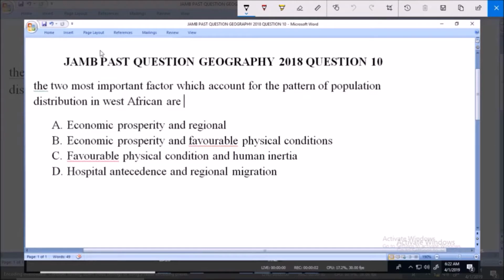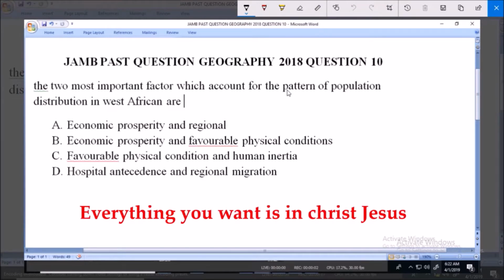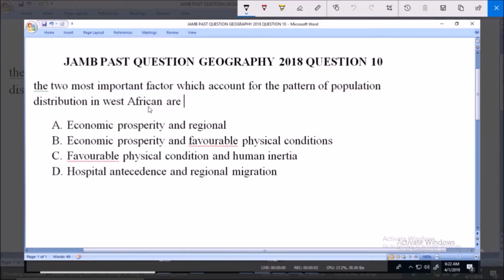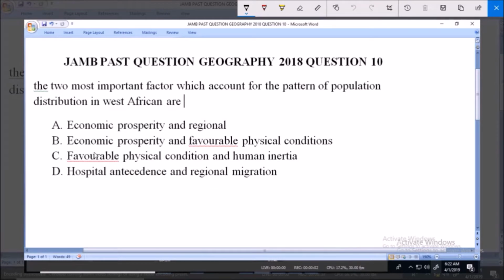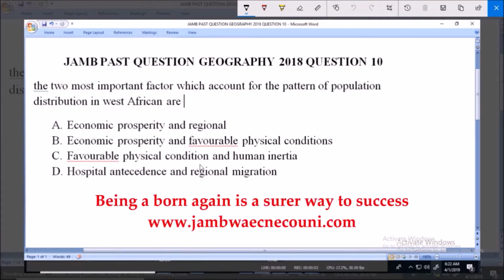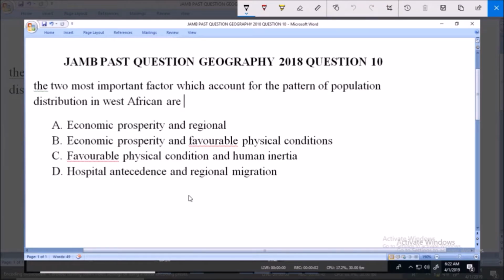Let's look at this JAMB past question, Geography 2018, question number 10. The two most important factors which account for the pattern of population distribution in West Africa are A. Economic prosperity and regional. B. Economic prosperity and favorable fiscal conditions. C. Favorable fiscal conditions and human inertia. D. Historical antecedents and regional migration.